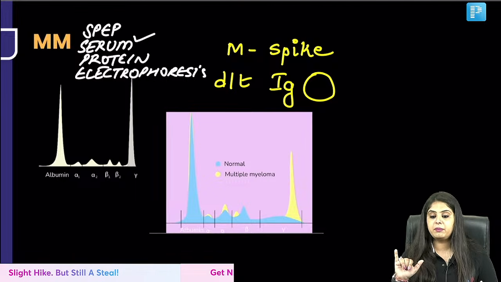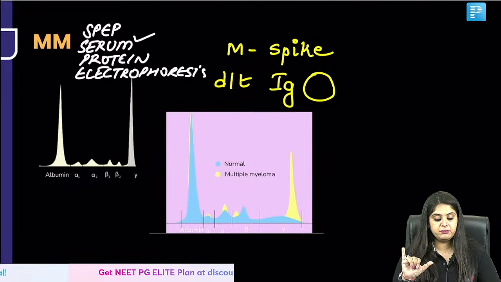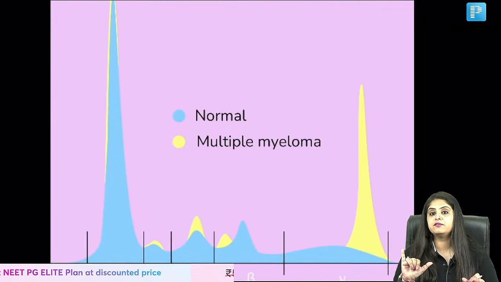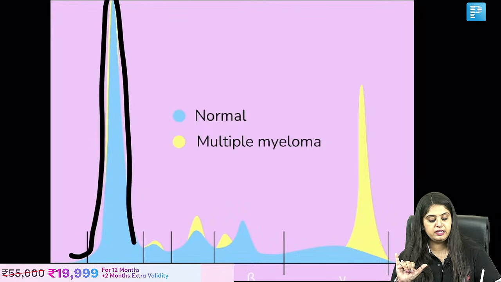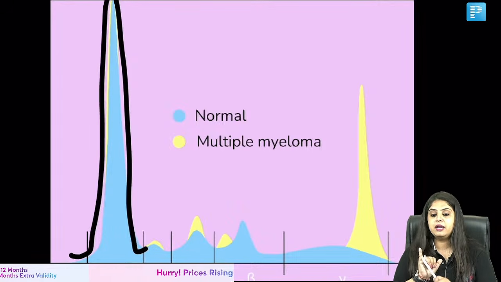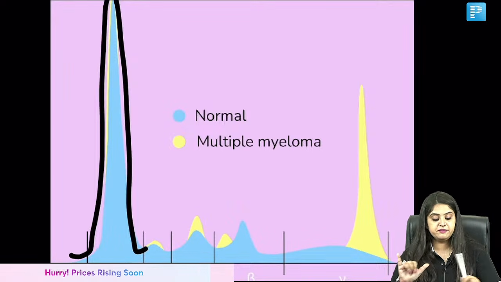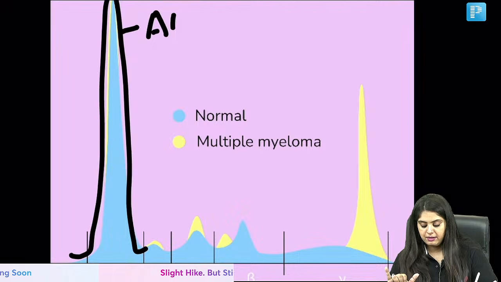So we all know the way of learning proteins. Let me teach you a normal one, look at the blue colored photo. I am teaching you normal blood. What is the maximum protein that we have in our body, in our blood? That is going to be albumin.